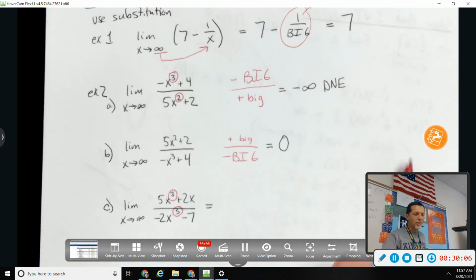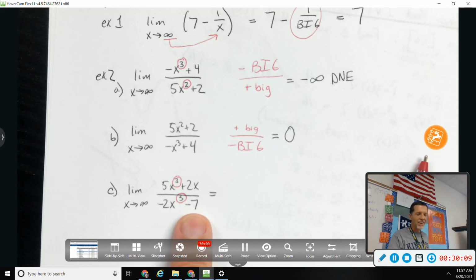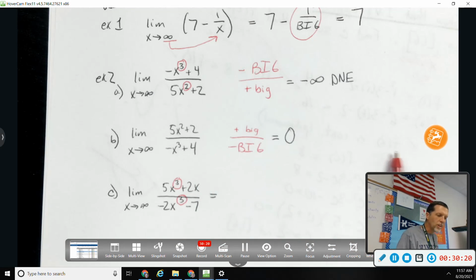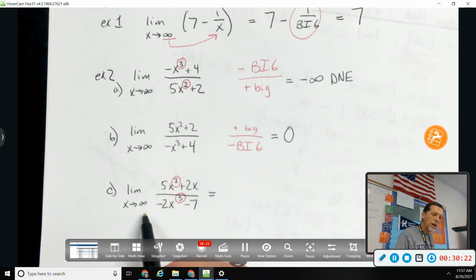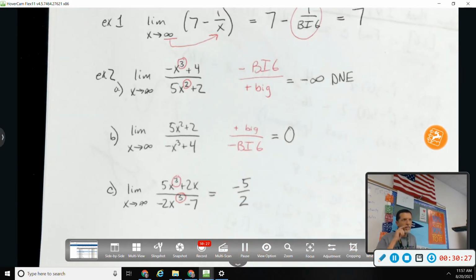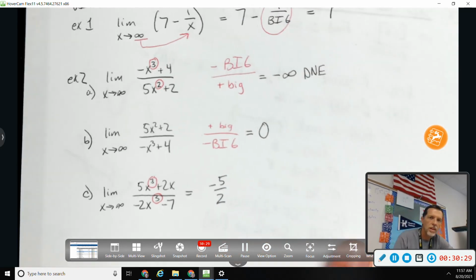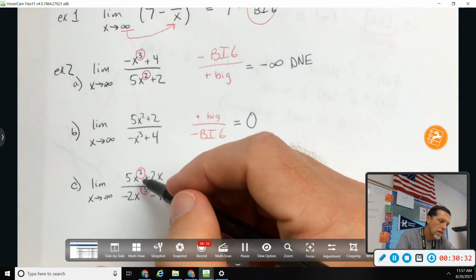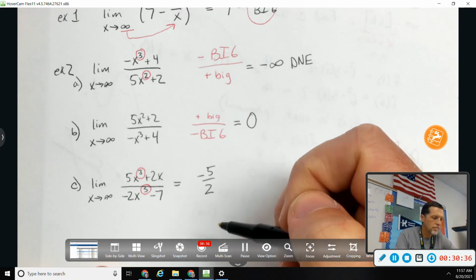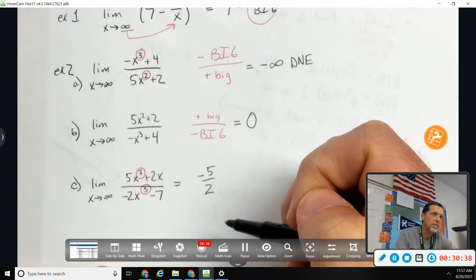And you can ignore this stuff because when you plug in 1,000,000, who cares about minus 7 or even 2,000,000 once you've cubed it? So you can ignore the smaller stuff. That leaves you with 5x cubed over negative 2x cubed, which reduces, that's maybe not the right word, but as x goes to infinity, yeah, you're right. This is negative 5/2, because the bigs are the same bigs. They cancel and make a whole. Correct.